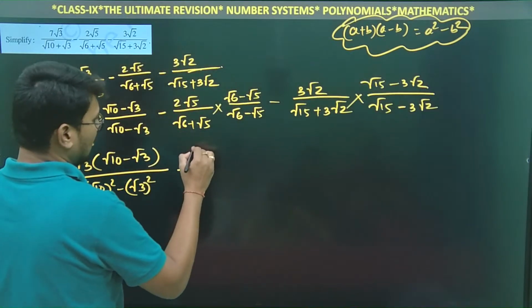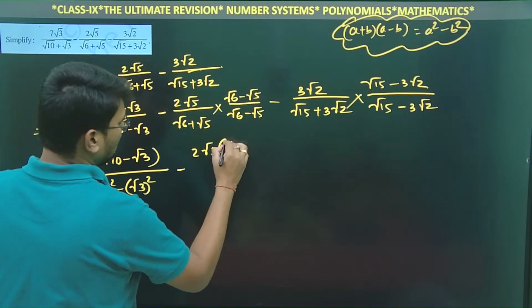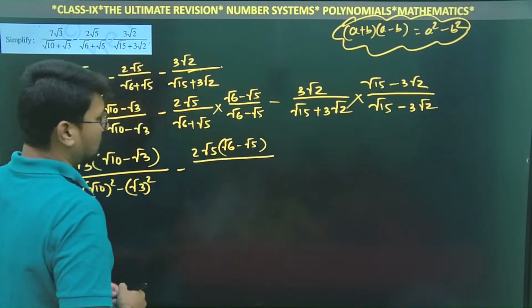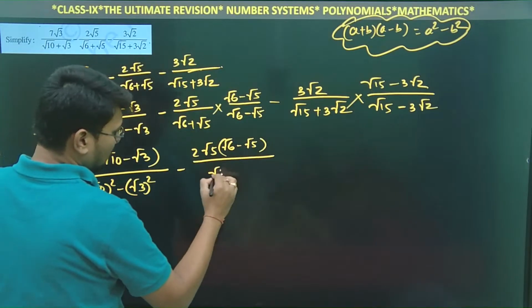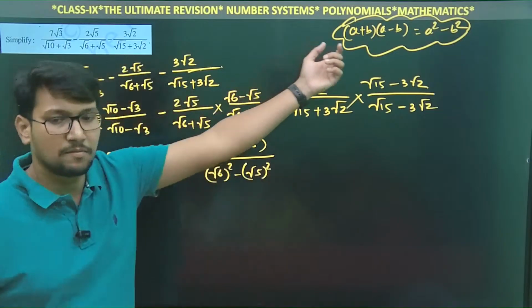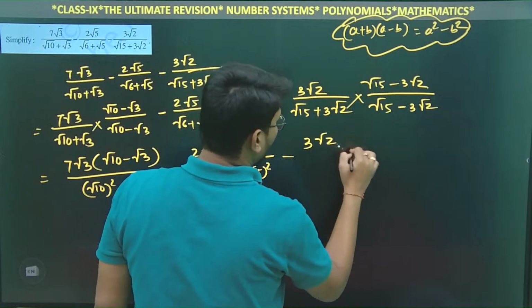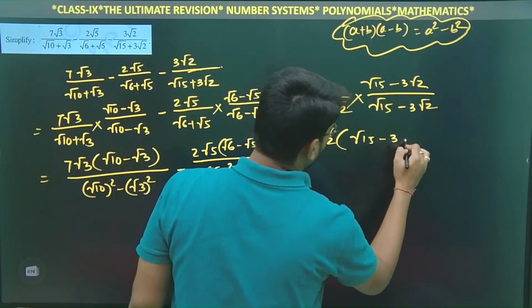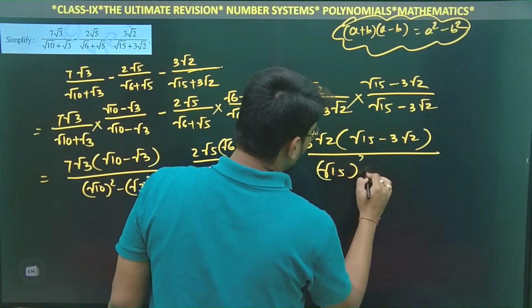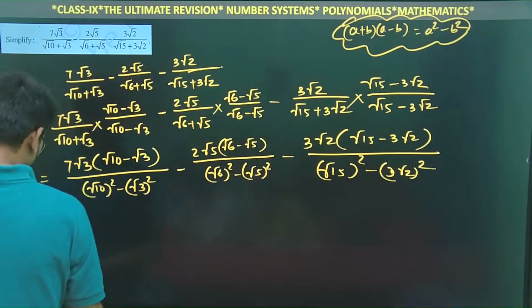Let us see. So 2 root 5 into root 6 minus root 5, all divided by how much? Root 6 square minus root 5 square. Why? Same, a square minus b square. Minus 3 root 2 into root 15 minus 3 root 2, divided by how much? Root 15 square minus 3 root 2 square. Is that clear, everyone?